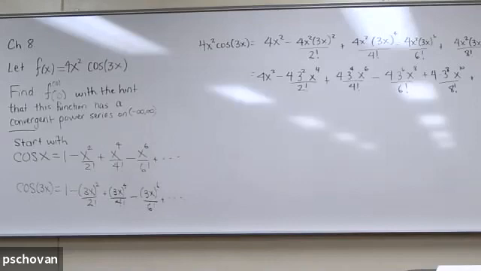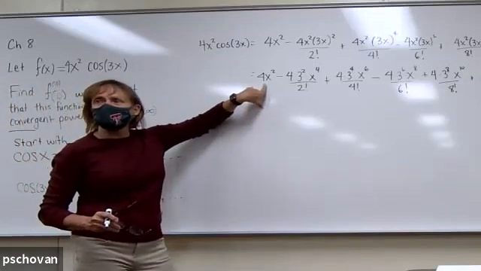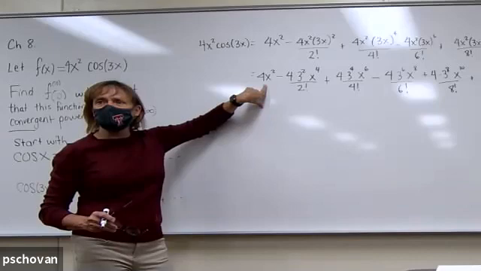Okay, now let's think about what actually happens when we take 10 derivatives of this. The first derivative of this will be 8x. The second derivative of this will be 8. The third derivative of that will be 0.